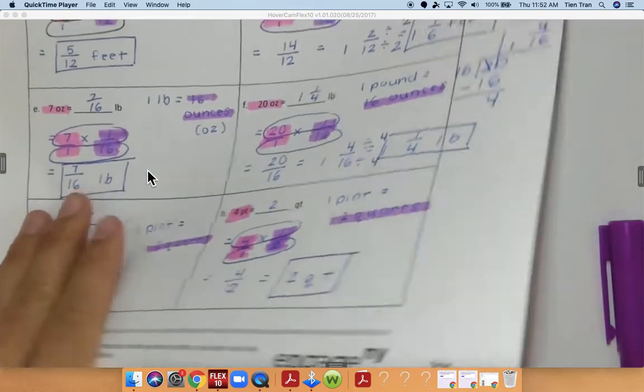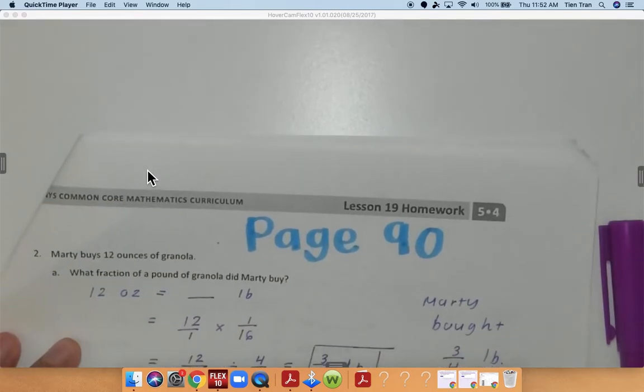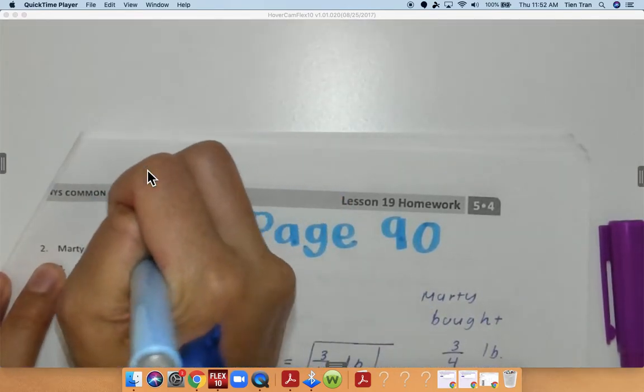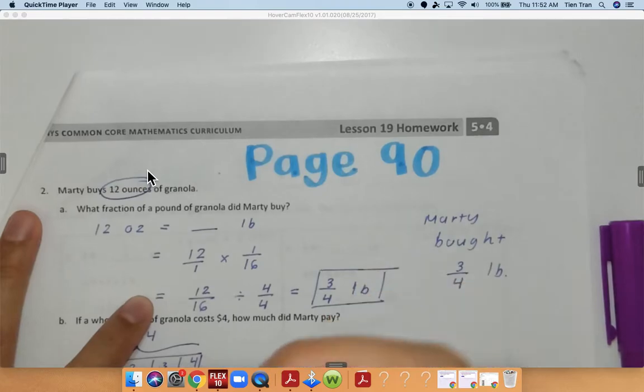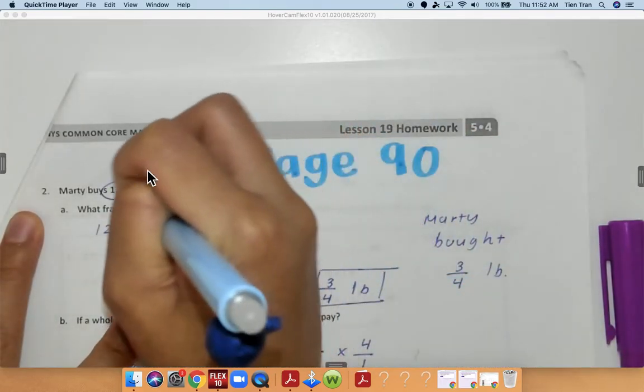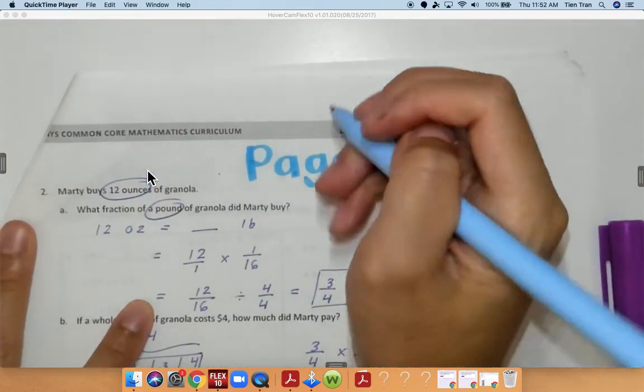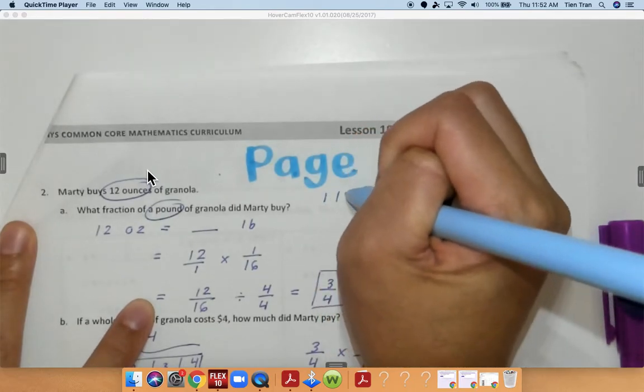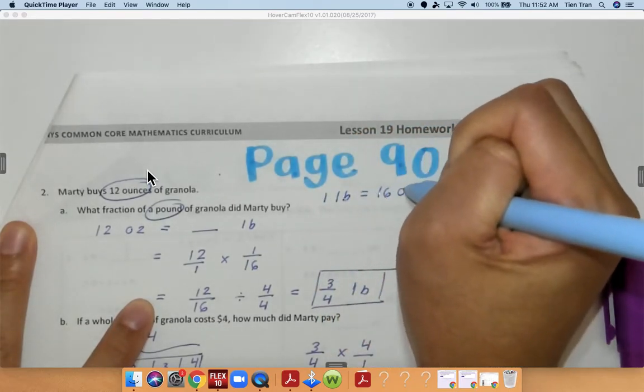Now I'm going to turn the page to page 90. Please make sure you're turning to the correct page. So right here it says Marty buys 12 ounces of granola. What fraction of a pound of granola did Marty buy? So remember, 1 pound is equal to 16 ounces.